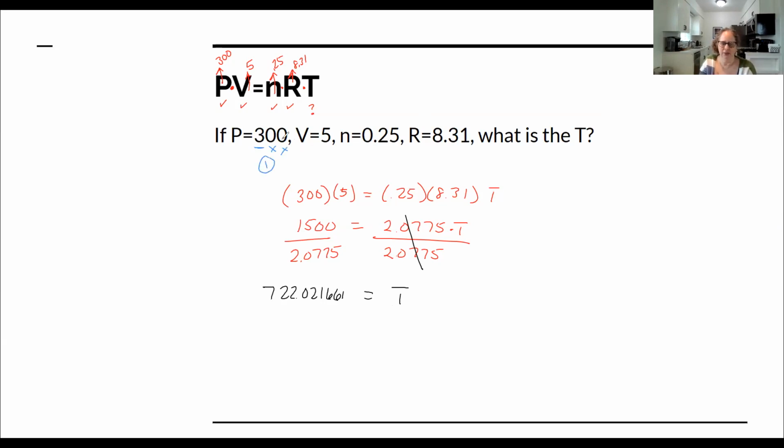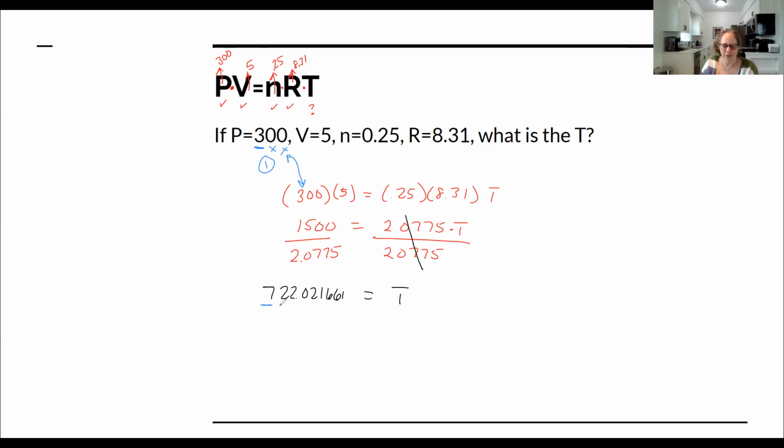1 sig fig in 300, because those trailing zeros do not have a decimal place, so they're not significant. They're still important. I still have to use 300 in my calculation, but my answer is only going to have 1 sig fig. Now I can go check the other ones, but I can't ever get below 1 sig fig, so I know I can just stop.